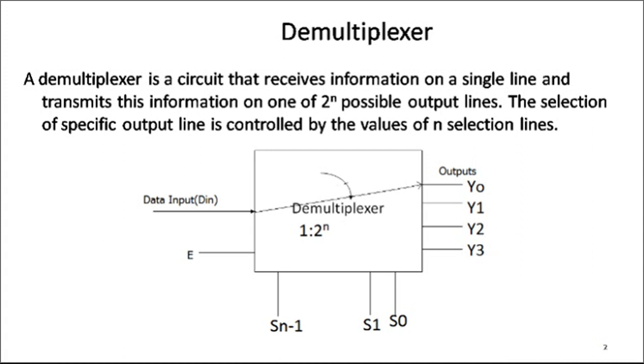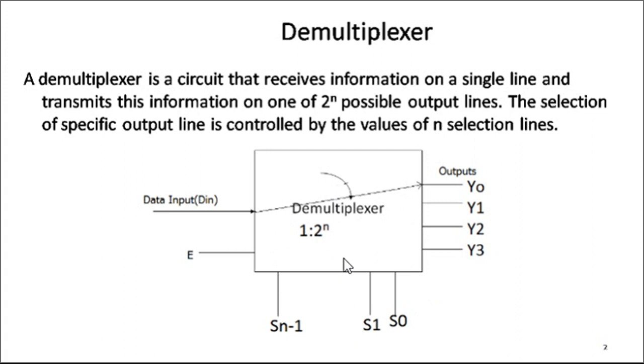So data in, if you see here input data, this will be routed to one of the outputs. We can consider after y3 here is yn. S0 and S1 are the select inputs, with one input and 2 raised to n outputs. For example, for 4 outputs, 2 raised to n is equal to 4, which means we require 2 select lines, S0 and S1. This is the general block diagram.